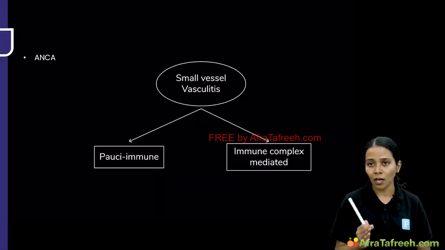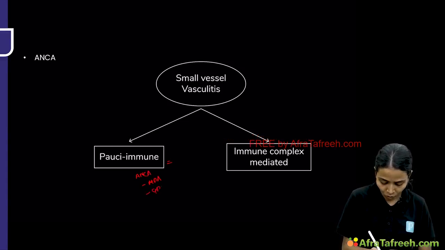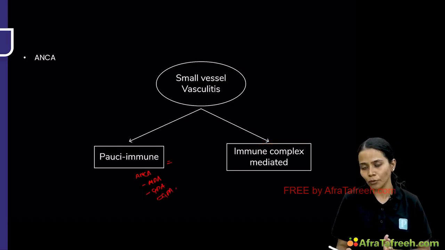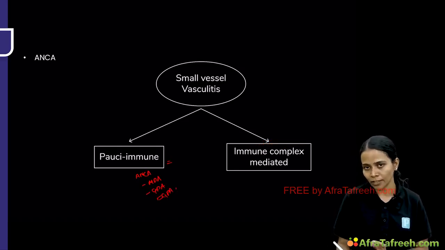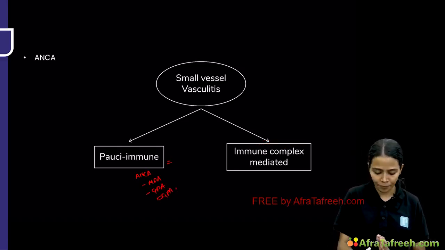Now this is again how ANCA is classified. It's classified into pauci-immune, which is nothing but ANCA associated, which can be MPA, GPA or EGPA. And immune complex mediated can be because of immune complexes like SLE, rheumatoid arthritis. It can be because of cryoglobulinemia. It can be IgA. Okay.